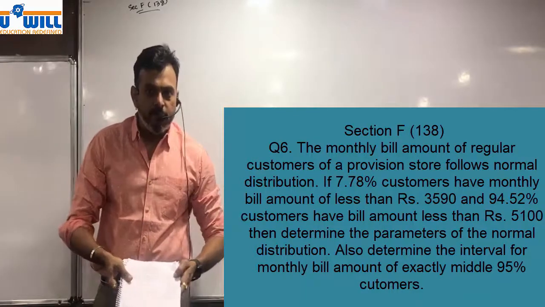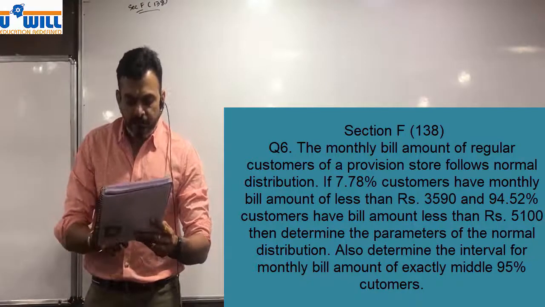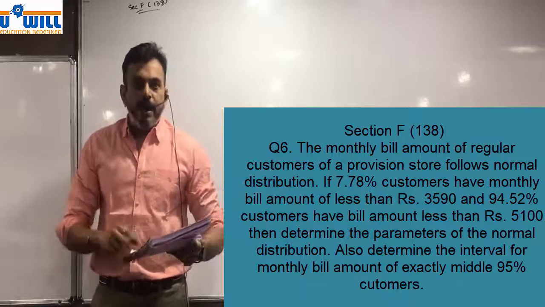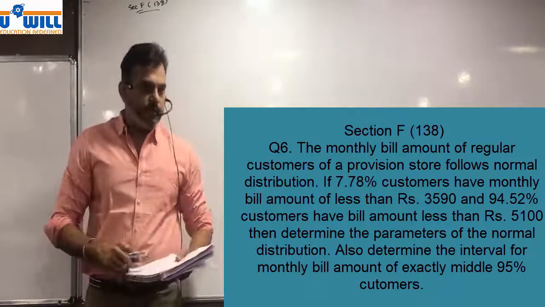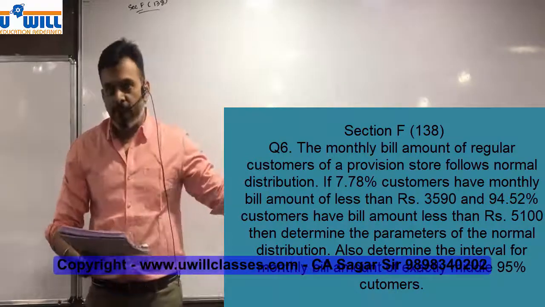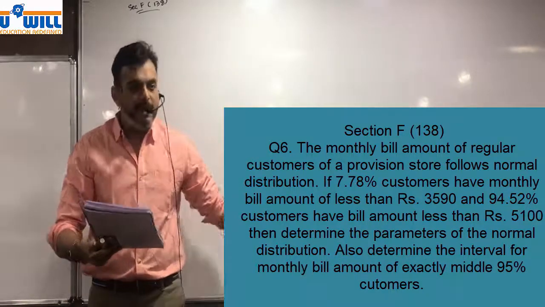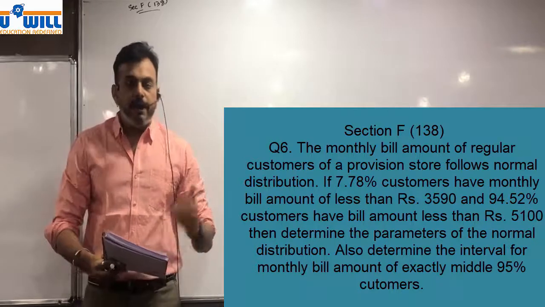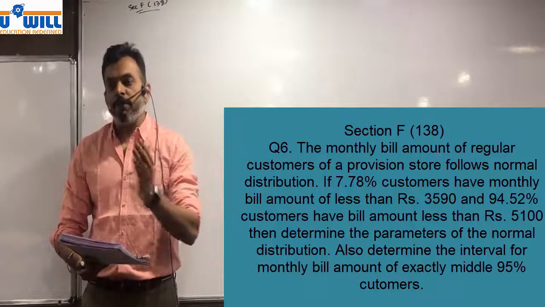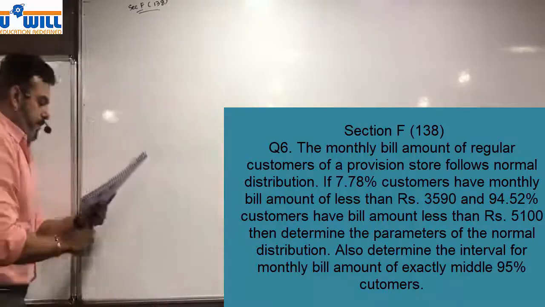What are the parameters of normal distribution? Mu and sigma. Also determine the interval for monthly bill amount of exactly middle 95% customers. So first we'll find out mu and sigma by making two equations, and then we'll find out for the middle 95% what should be the interval for the monthly bill, that is, in what range they shop. 95% of my customers shop between what range, what is minimum and what is maximum. Okay. Question 6.